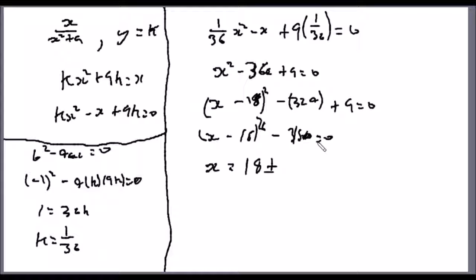So x equals plus or minus root 35. Yeah, so that's an interesting result. They're the x values for the stationary points on this graph.